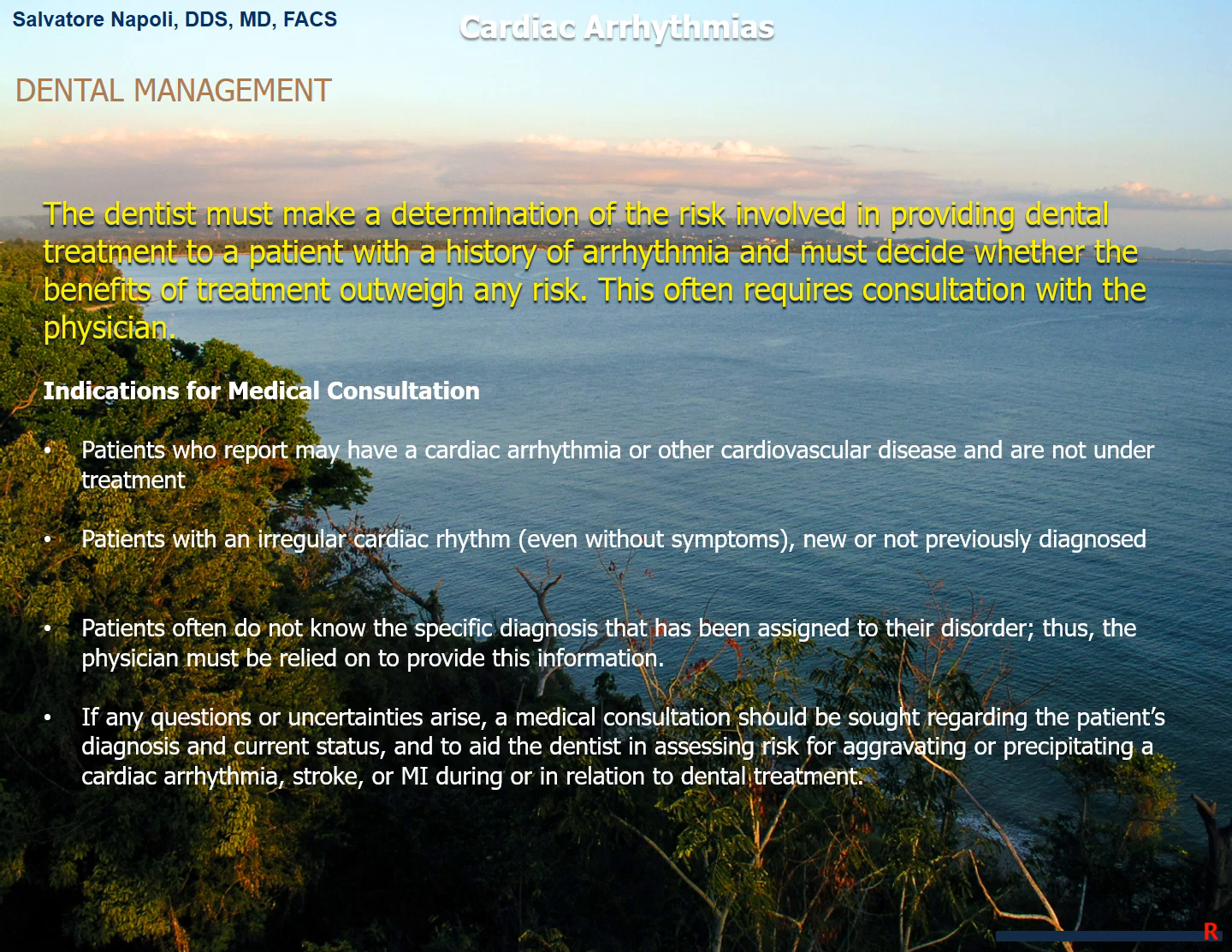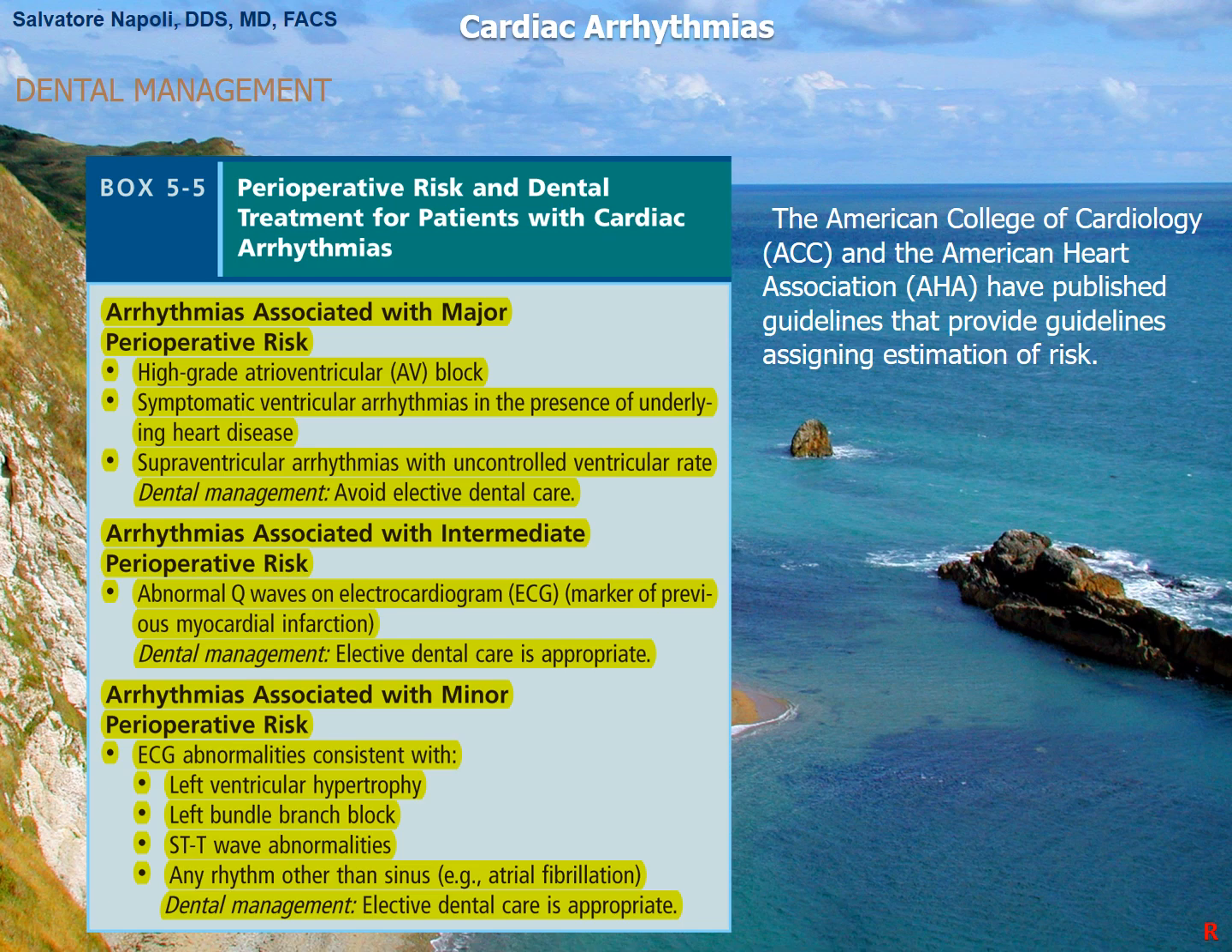Here's an interesting slide. The American College of Cardiology and the American Heart Association put together guidelines, and there are three categories. First is arrhythmias associated with major perioperative risk, and then intermediate perioperative risk, and minor perioperative risk. And you'll notice that for the one with the high risk, major perioperative risk, you're counseled to avoid elective dental care. That kind of makes sense. These patients are unstable.